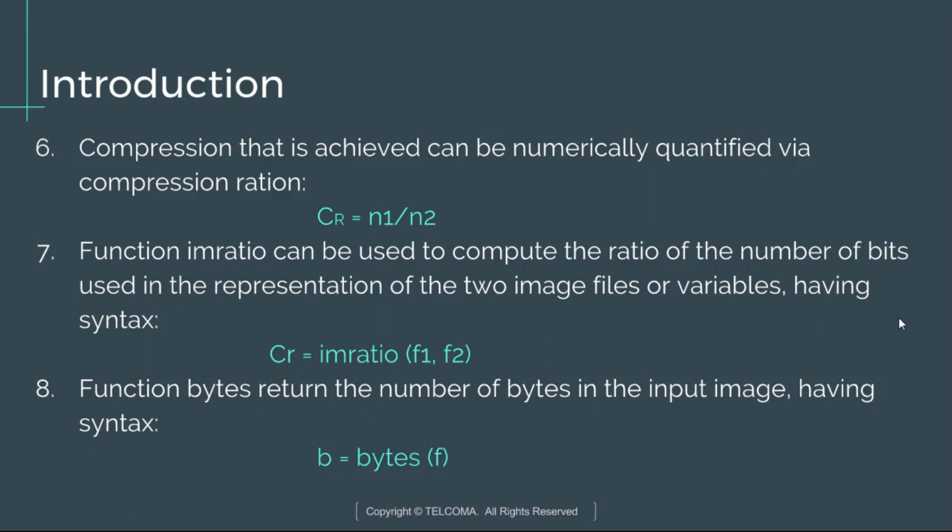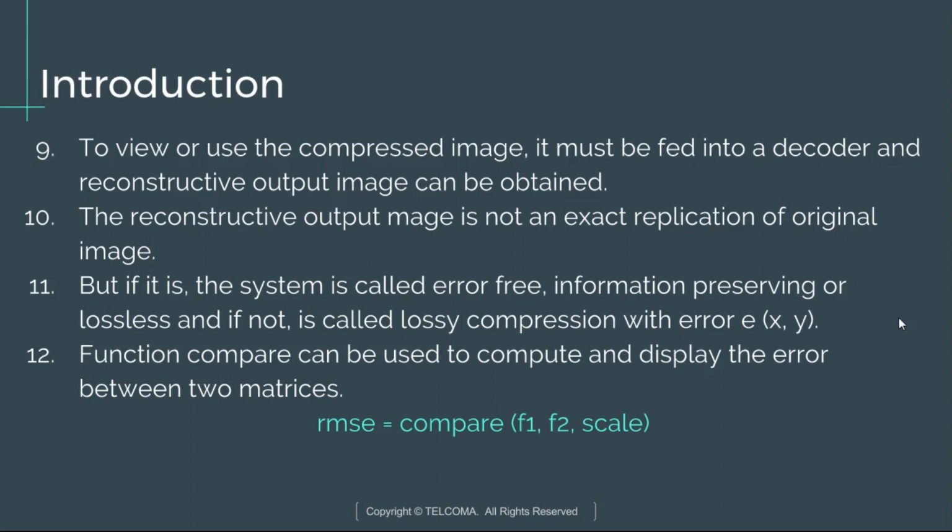The function imratio can be used to compute the ratio of the number of bits used in the representation of the two image files or variables, which has the syntax CR equals imratio of F1, F2. The function bytes returns the number of bytes in the input image, which has the general syntax B equals bytes of F. To view or use the compressed image, it must be fed into a decoder and a reconstructed output image can be obtained.